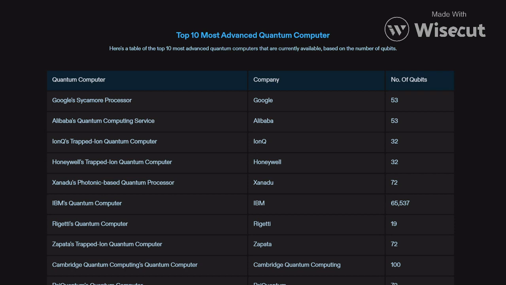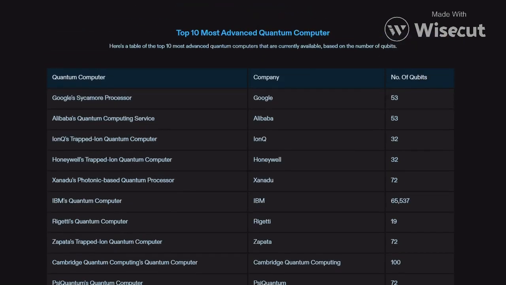So this slide is about top 10 most advanced quantum computers, and you can see Google, Alibaba, Honeywell, IBM, Cambridge Quantum Computing. So there are so many public as well as private quantum computers available, which different companies are using to solve some of the world's most crucial problems. Okay, let's go to the next slide.